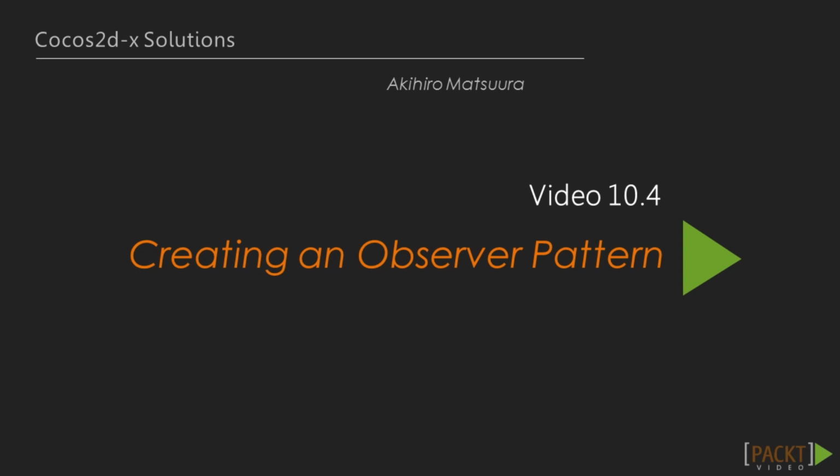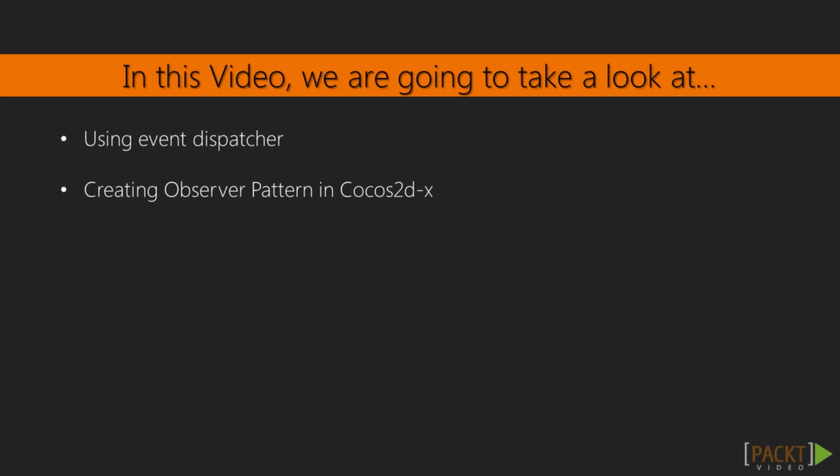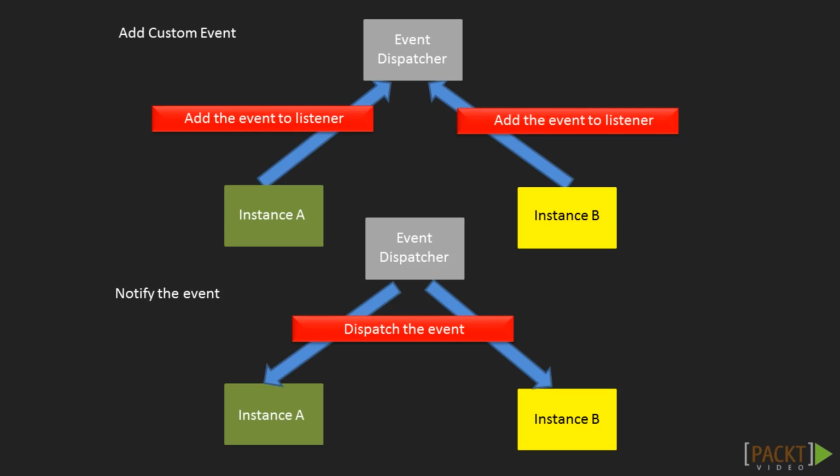In the previous video, we saw encrypted SQLite files. This video deals with creating observer pattern. In this video, you will learn how to use Event Dispatcher and how to create observer pattern in Cocos2d-x. Event Dispatcher is a mechanism for responding to events such as touching screen, keyboard events, and custom events. You could get an event using Event Dispatcher. In addition, you could create observer pattern in the design patterns using it.